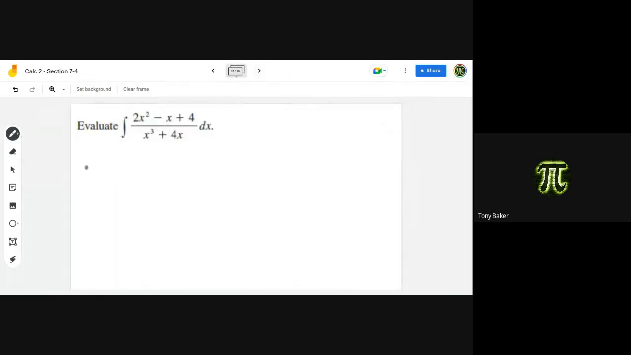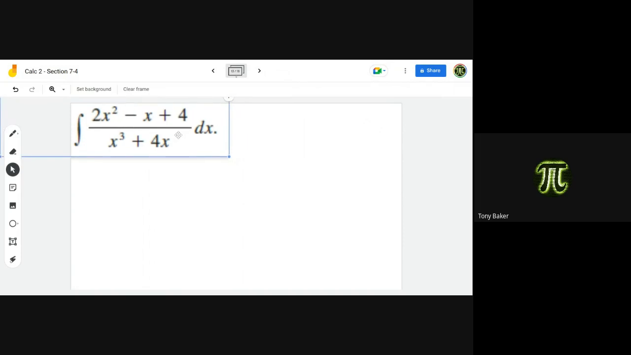All right, let's do it. All right, do I have to divide in this one? No, my denominator is bigger than my numerator. So we do not have to divide. So let's factor my denominator.